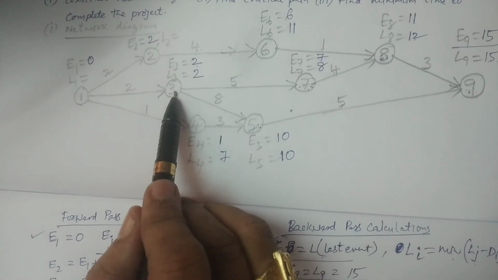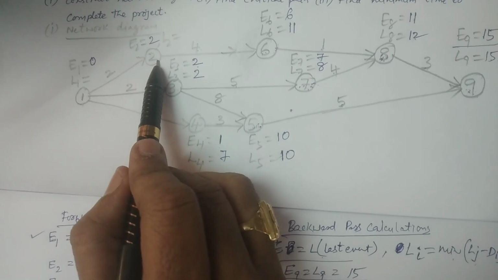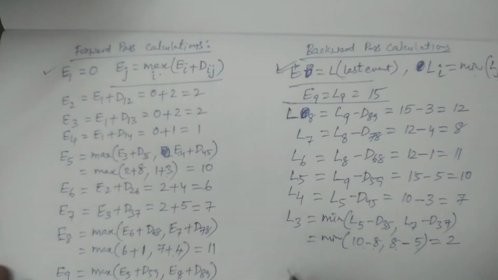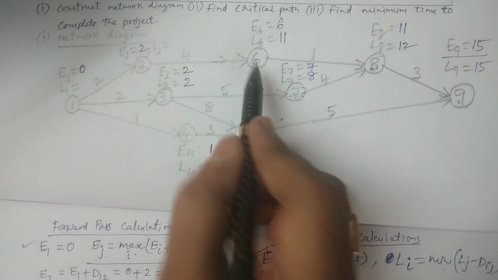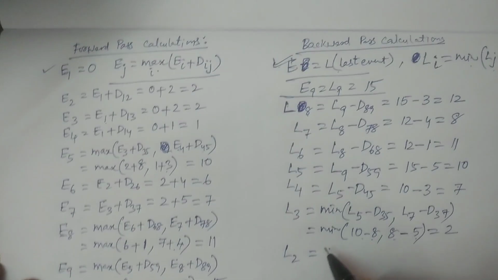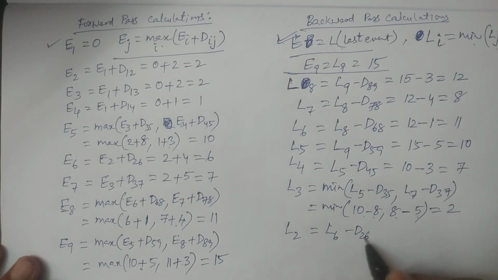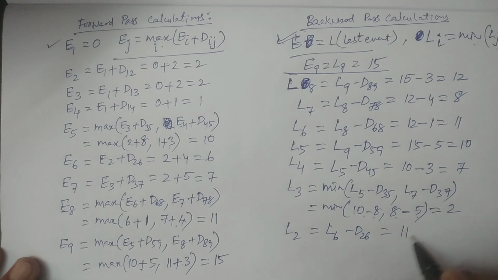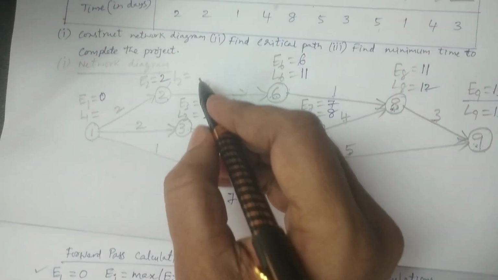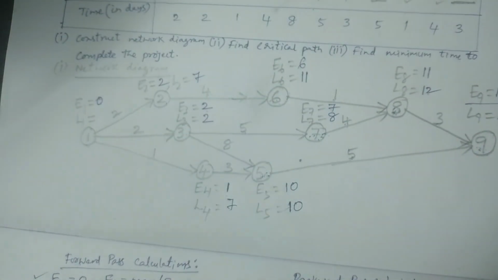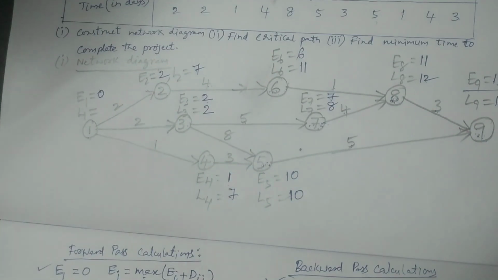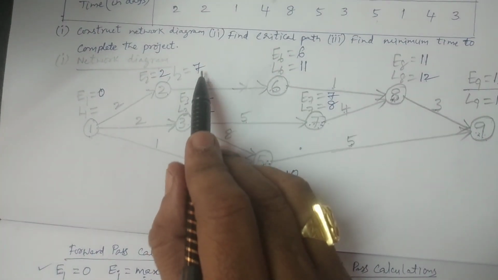And the second node, we have only one again. Second node, that is L2, we can calculate directly. It is coming from node 6. So the formula: L2 is equal to L6 minus D26. L6 is equal to 11 minus D26, D26 is 4, hence it is 7. So therefore this activity is 7, L2 is equal to 7. Clear? 11 minus 4 is equal to 7.